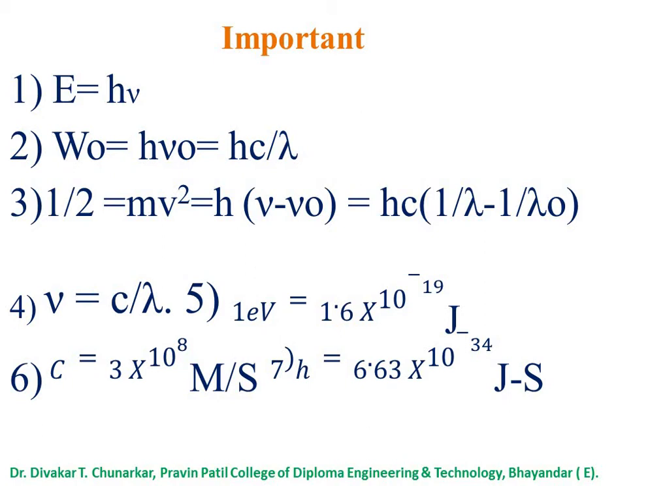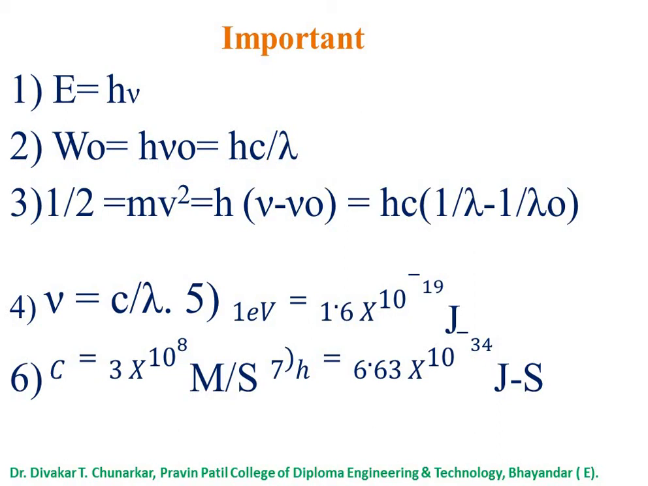Then half mv square equals h in bracket nu minus nu0, where nu is the frequency of light and nu0 is the threshold frequency, equal to hc in bracket 1 upon lambda minus 1 upon lambda0. The next formula, nu equals c by lambda. Here nu is the frequency of light, c is the speed of light, and lambda is the wavelength of light.